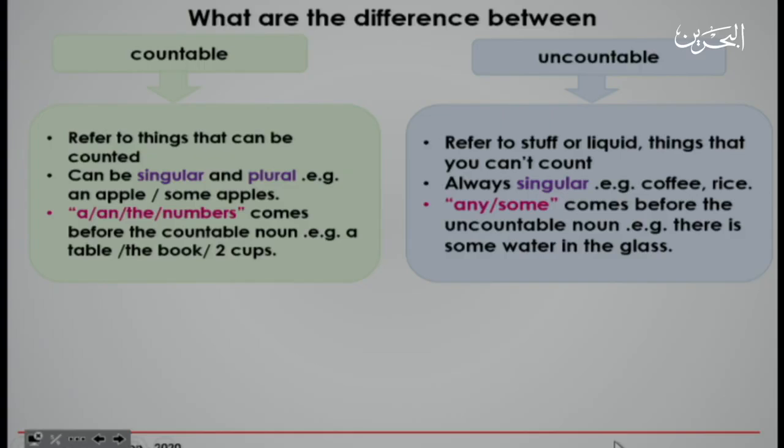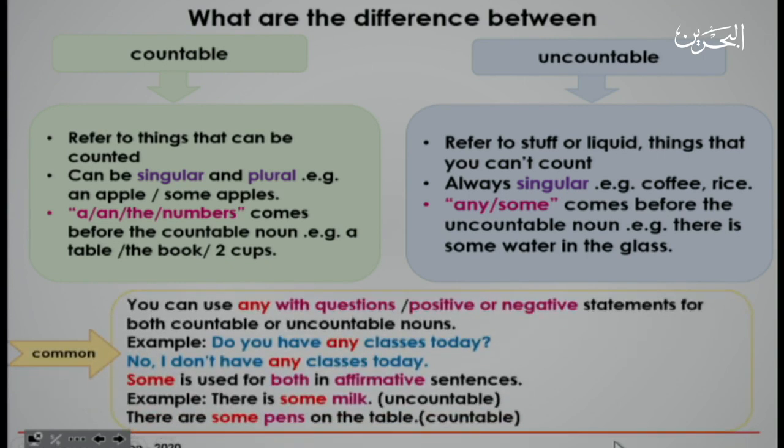With uncountable nouns, they refer to stuff or liquid, things that you can't count. Always singular. For example, coffee, rice. Any, some come before the uncountable noun. For example, there is some water in the glass. This is common knowledge.